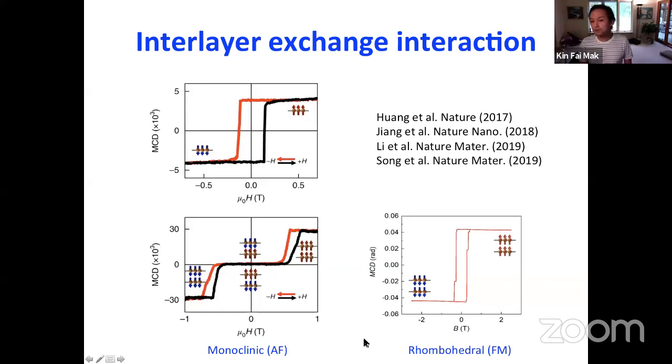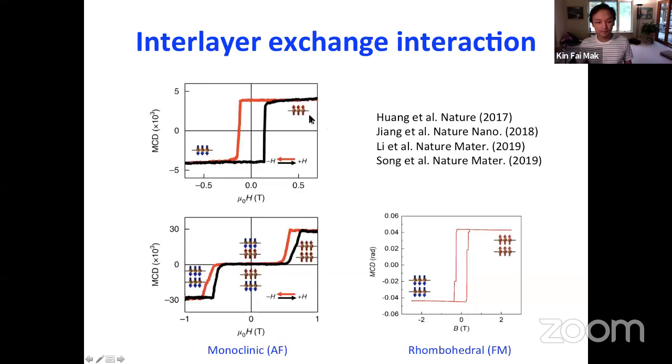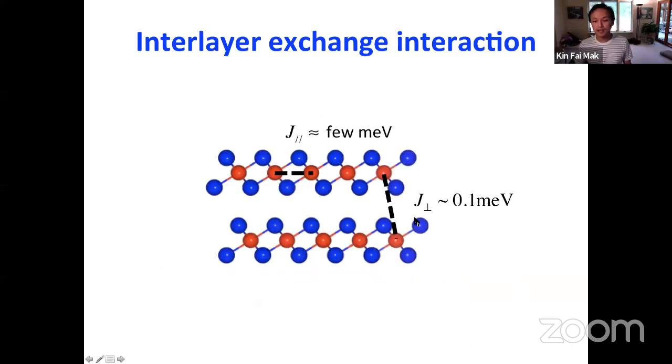So what I want to point out is that from this measurement, typically you can obtain the intralayer exchange from the measurement of the Curie temperature, and the intralayer exchange is on the order of a few milli-electron volts. But from the magnetic field dependence measurement here, you can obtain the out-of-plane exchange interaction between the layers, the perpendicular exchange, to be about a factor of 10 or even less compared to the intralayer exchange interaction. So the exchange interaction is very anisotropic in this system.